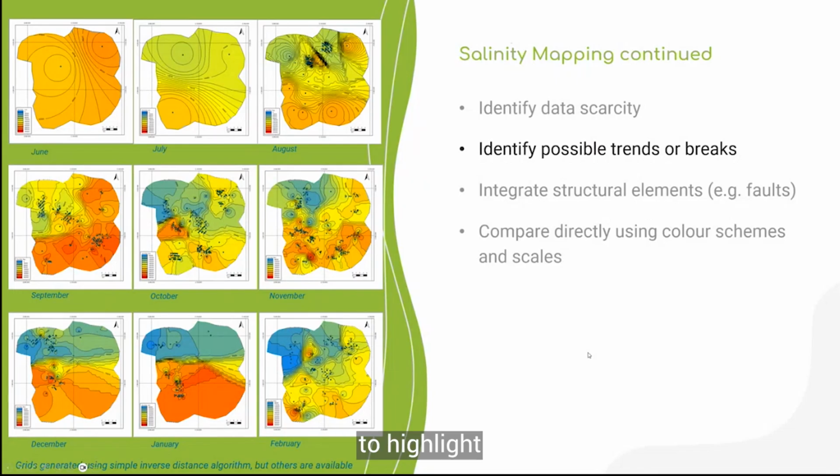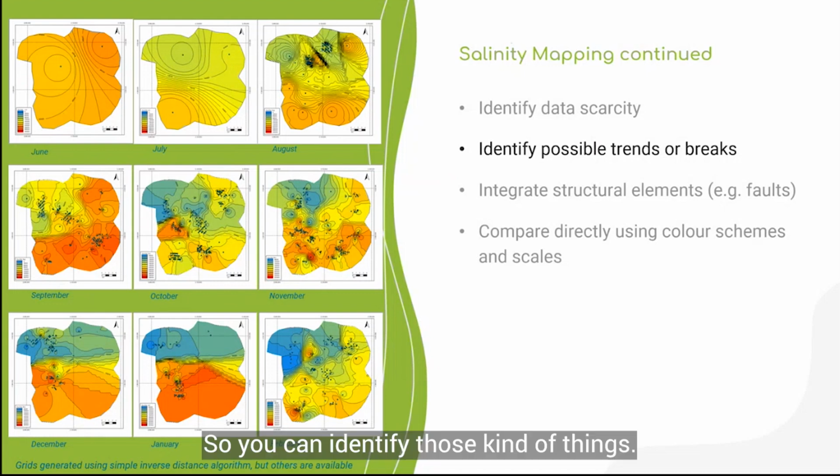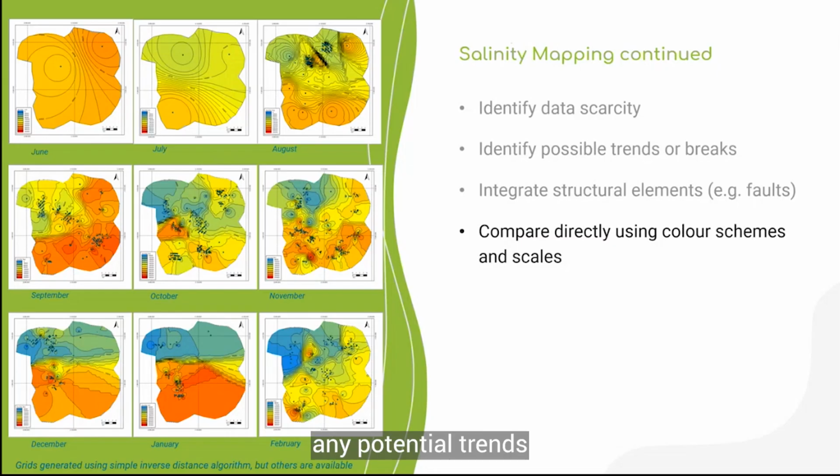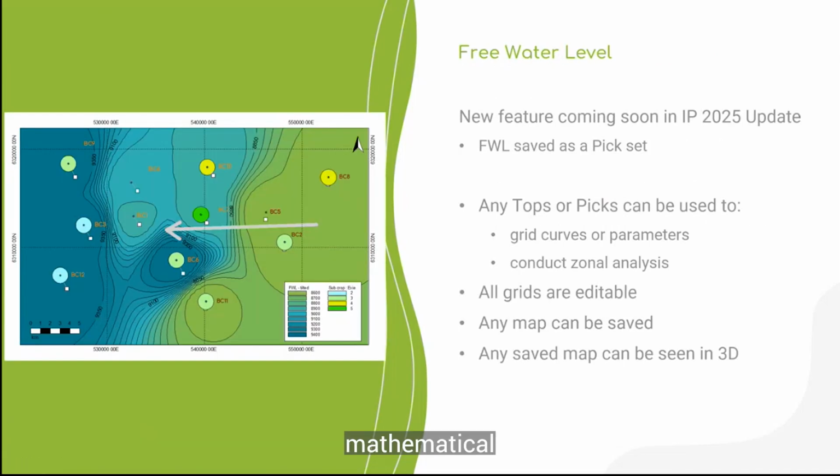It's a way for you to highlight and question the data, question the wells. What should I be seeing right now? So you can identify those kinds of things. And then you can integrate things like, oh, should there be faults that were active at this time? Or is this just nothing to do with the structure? Again, questions and going in and finding the answers. All right, so comparing the direct color schemes, highlighting any potential trends or breaks in the data, and discovering what that could imply. Or is it just a mathematical throwback to the data?